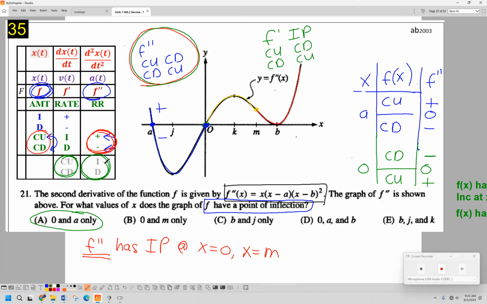Okay. So I'd say, right here at J, f double prime changed from decrease to increase. That means on the unseen graph of f prime, there would be an inflection point.